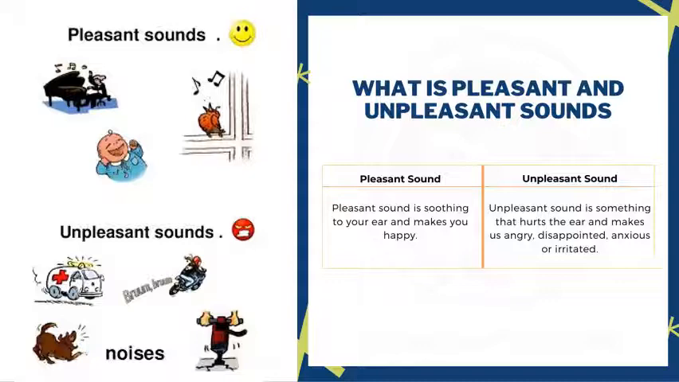Sounds may be pleasant or unpleasant. What do you mean by pleasant and unpleasant? Pleasant sound is one that makes us happy, that we enjoy. Pleasant sound is soothing to the ear and makes us happy. And unpleasant sound is one that we do not like, that makes us angry, disappointed, anxious, or sometimes irritated. Like you can see in the examples, chirping of birds, we enjoy it. Music of a piano, laughing. Unpleasant sounds like honking of vehicles, firing crackers. We do not like these sounds, these are unpleasant sounds.